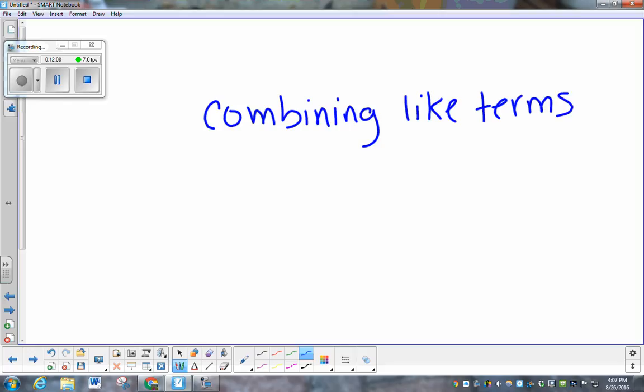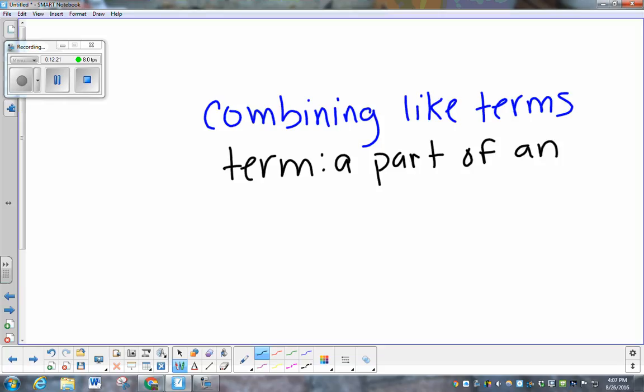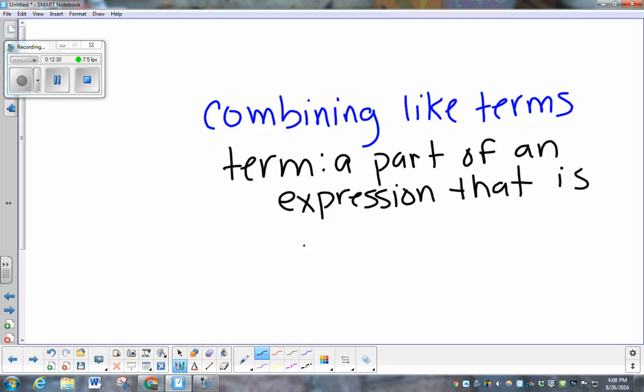So first I want to talk about what a term is. Remember from last year, I really like the word term because it's really important in algebra. So a term is a part of an expression that is added or subtracted.